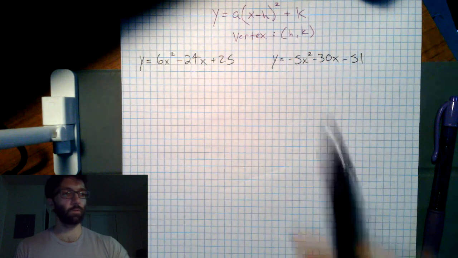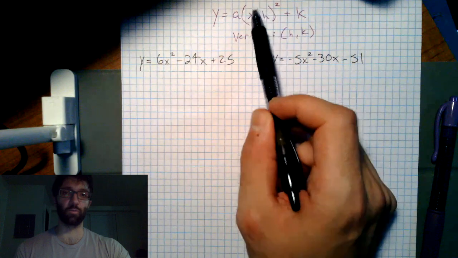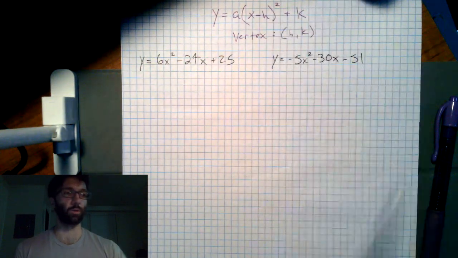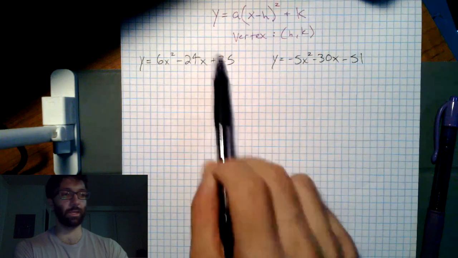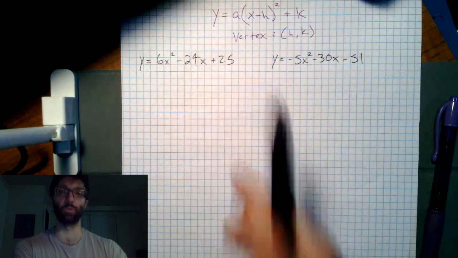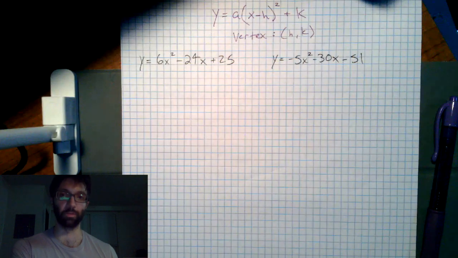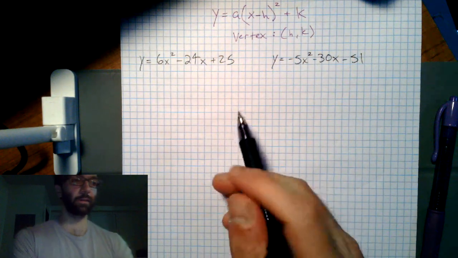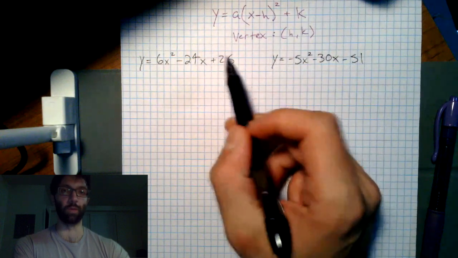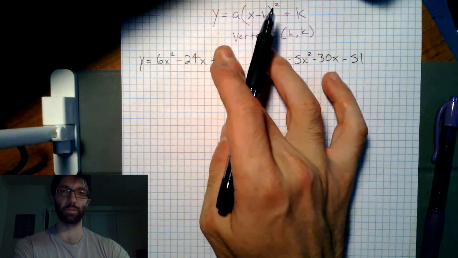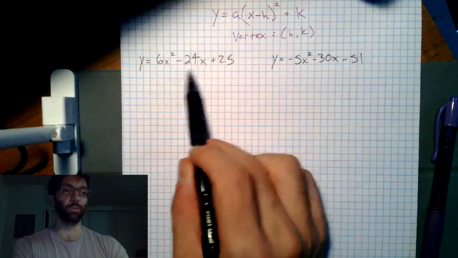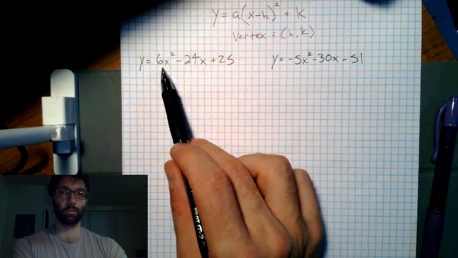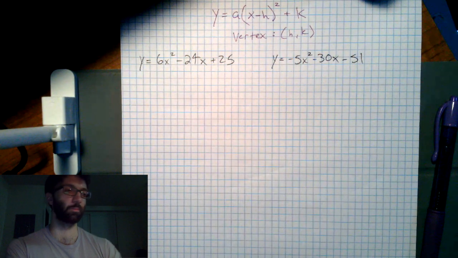So remember, in vertex form we have a binomial squared, and so to get a binomial squared we need to create a perfect square trinomial that we can factor. So here this is not a perfect square trinomial, so we need to make one, and to make one we complete the square. And so how we do that is I'm first going to ignore my constant term here. So I'm going to pretend like the plus 25 is not there. I'm just going to be dealing with my x terms here. And the first thing I'm going to do is factor out the 6 here, because I'm trying to set myself up to complete the square.